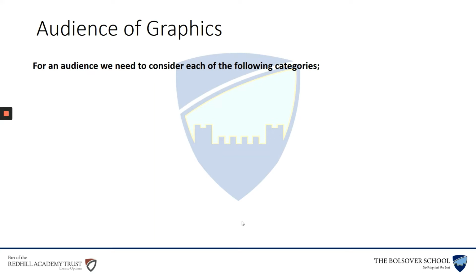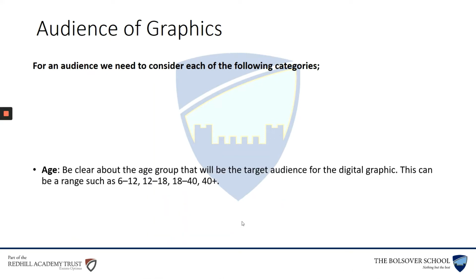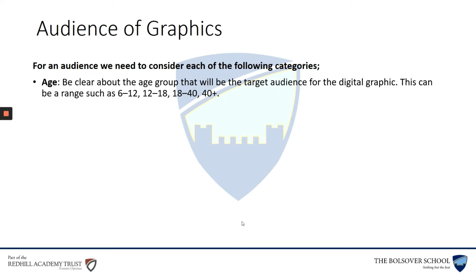So for an audience, we need to consider each of the following categories. Age. So there's 6 categories we need to consider. Age is one of the 6. So be sure that you understand fully who the graphic is aimed at. It can be a range of everybody, or it could be a smaller category. It could be younger children, students in school like yourself, 18 to 40, 40 plus, but try and make sure that you understand who it's aimed at and be able to justify that reason.